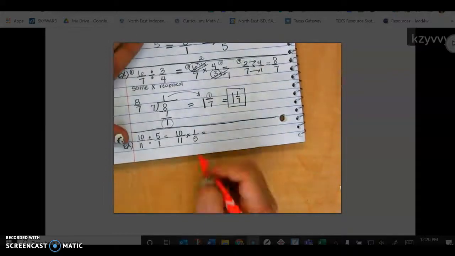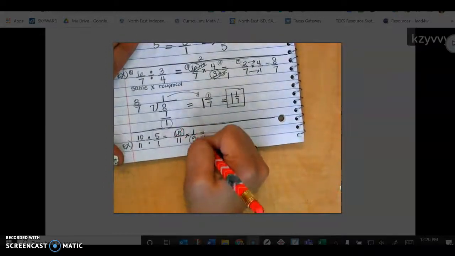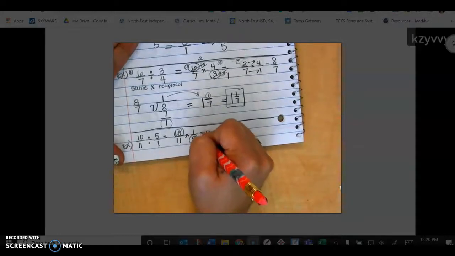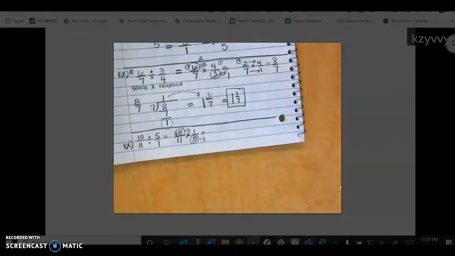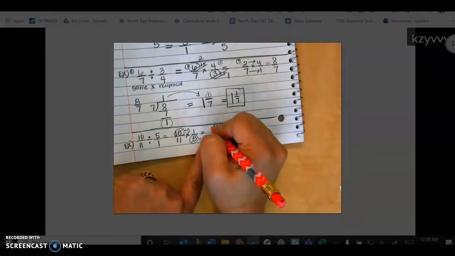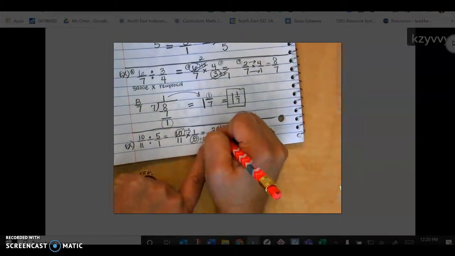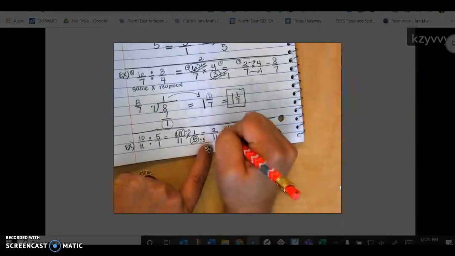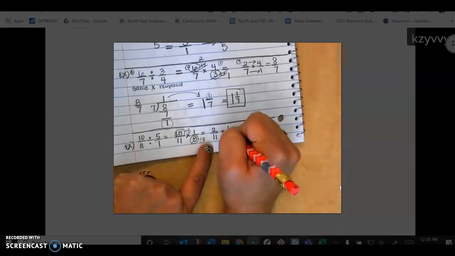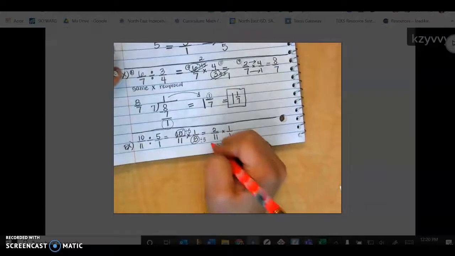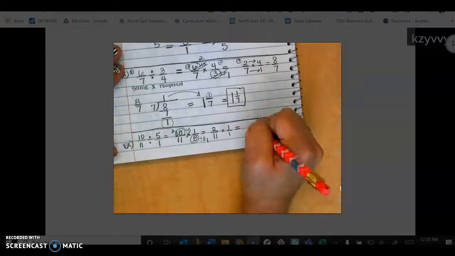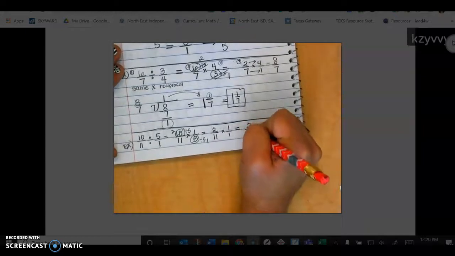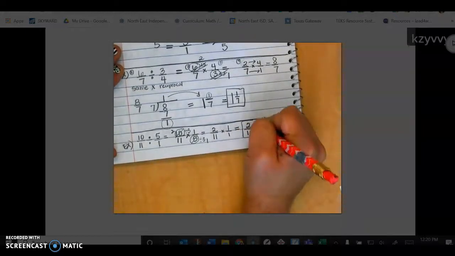Then I'm going to simply go in here and find that common factor, pardon me, and divide out these 5s. And so this is going to become 2/11 times 1/1. This is the 1 and this is the 2. When I multiply straight across, I'm going to get 2/11, and it is proper.